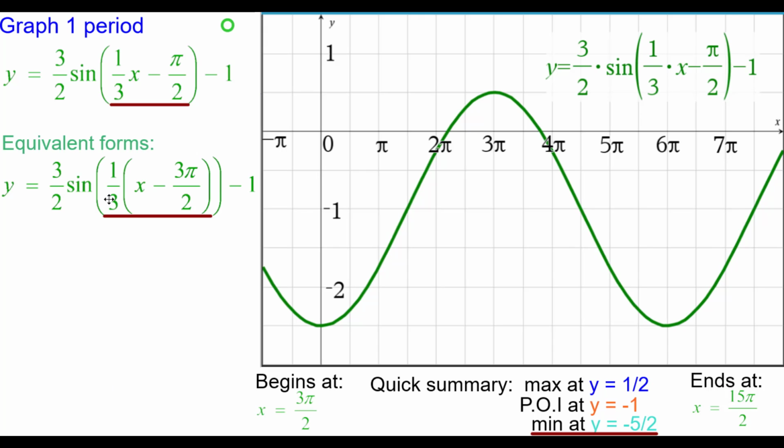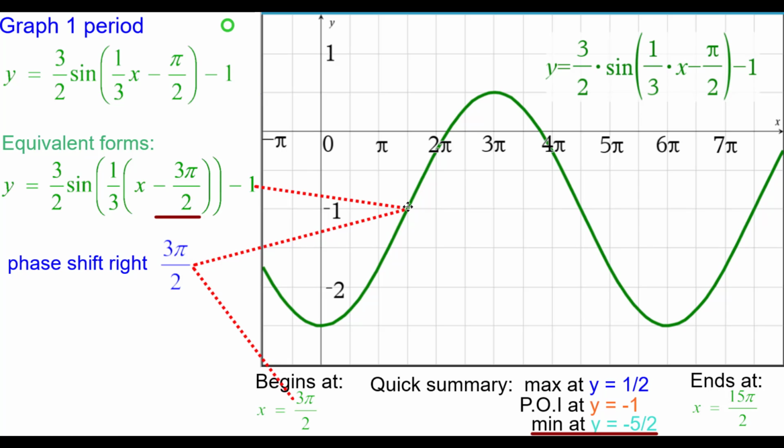So I'd like to look at equivalent forms here to just kind of verify that what we did was correct. So I factored out the 1/3 inside the argument, because I now can pick out that the phase shift is to the right, that minus 3 pi over 2 shifts it to the right 3 pi over 2. And so that's right here at 3 pi over 2, and it's also negative 1, where the points of inflection are. So that verifies where we started.